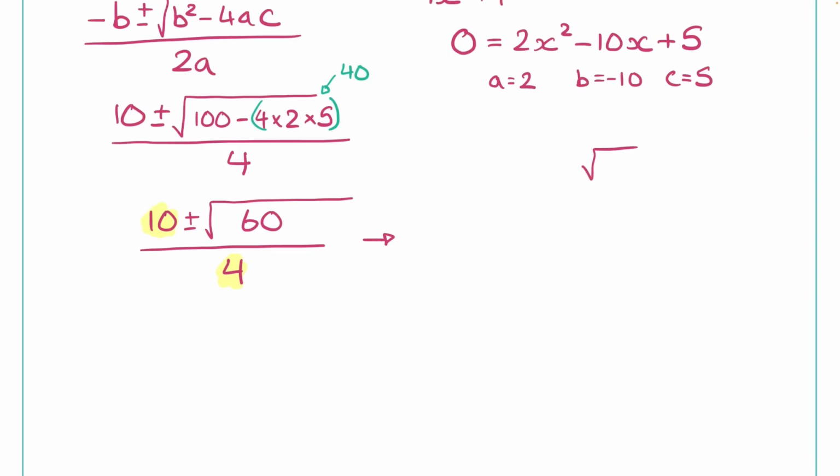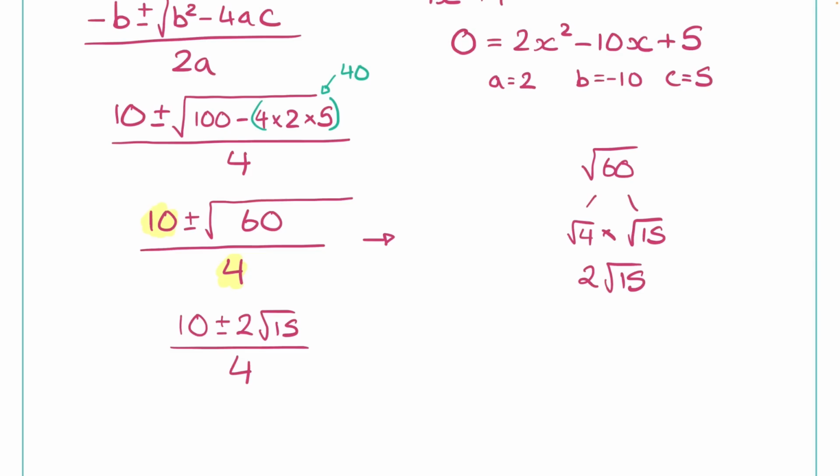So square root of 60 is the square root of 4 multiplied by the square root of 15, which is 2 root 15. There we go, we've got the 2 there which will divide. So if we rewrite this before we simplify it, we've got 10 plus and minus, let's actually put the 2 in there, 2 root 15 all over 4. We can now divide the top and bottom by 2, which gives us 5 plus and minus root 15 all over 2.